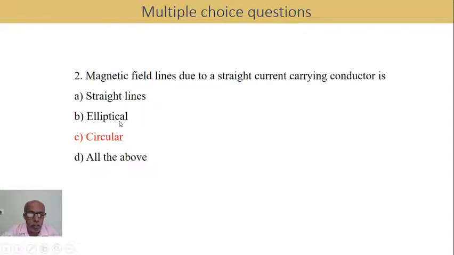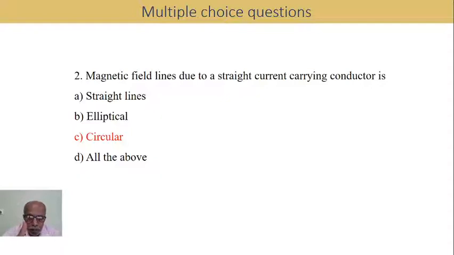be in elliptical format, or will be in circular form, or all the above. These are the multiple answers. The correct answer is, a straight current carrying conductor produces circular magnetic field lines, and the direction of the circular motion can be determined by making use of the right hand clasp rule.